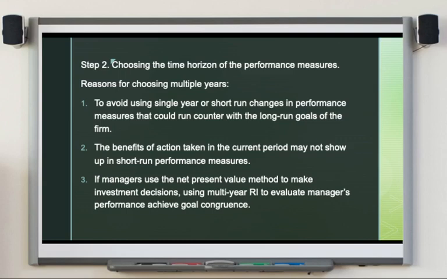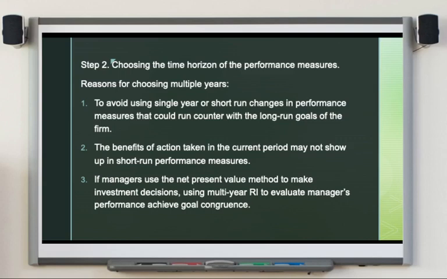And then number two reason for choosing multiple years is the benefit of an action taken or implemented on a particular year may not show up in short run performance measures. So it simply means if a manager would implement a policy, the benefit of that policy may not be evident on that particular year and may only be evident after that year or maybe in the future years. And so it would be better to use multiple years in evaluating that particular unit.